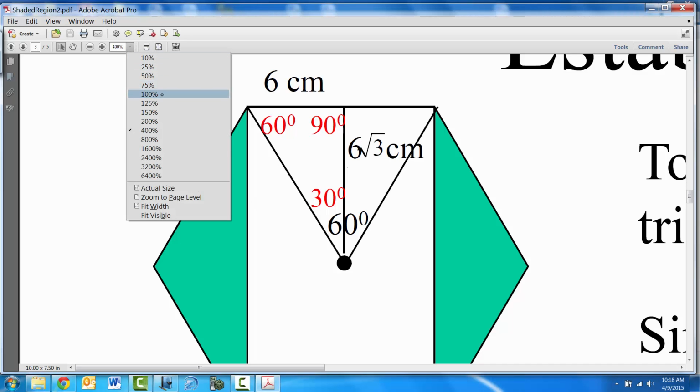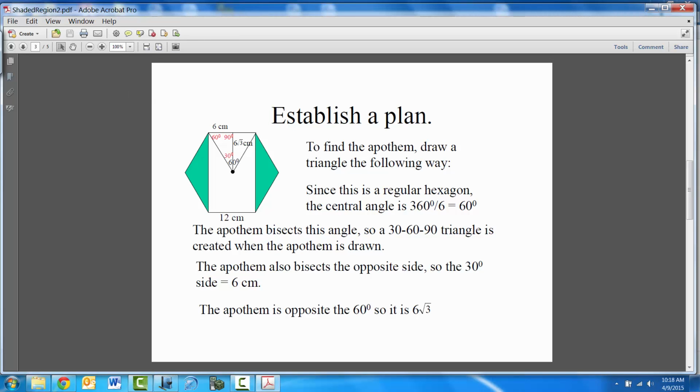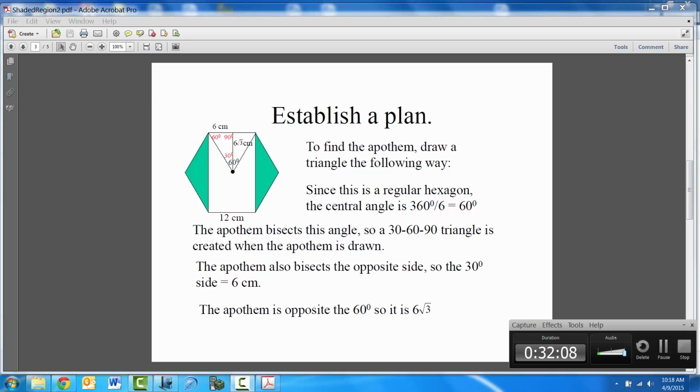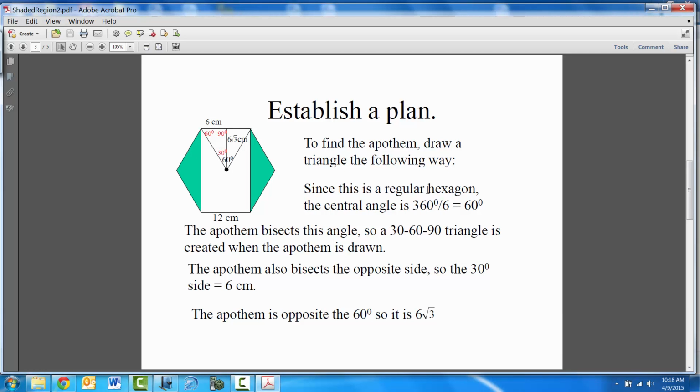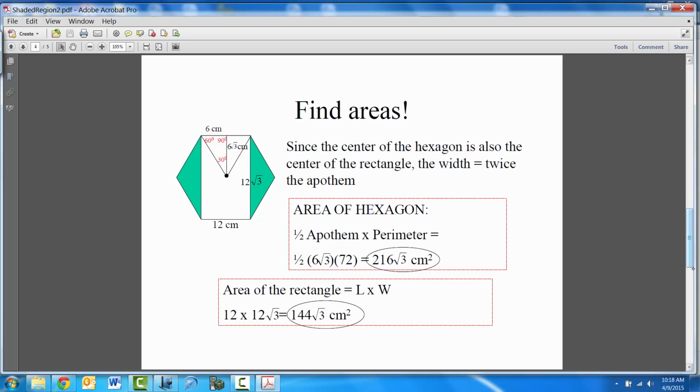All right, so we got all that listed here. So this is 6 root 3, so now we have some extra information. Now we can find the area of the hexagon: half apothem times perimeter. And then, of course, this is the exact answer for that.